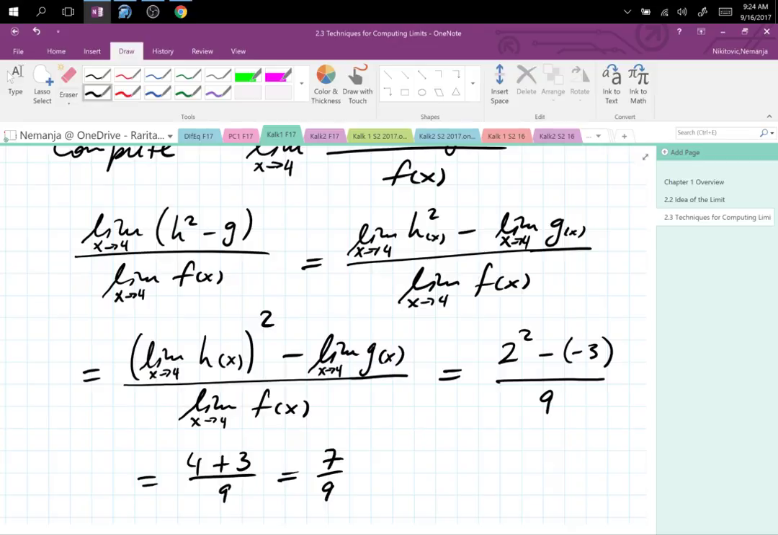You know each individual limit. We have no clue what the function f of x is, what g of x is. We just know what their limits are at 4, and we use the limit laws to separate these into individual limits and then eventually replace those limits with their associated values. So, as you can see, this can be done without knowing the functions.